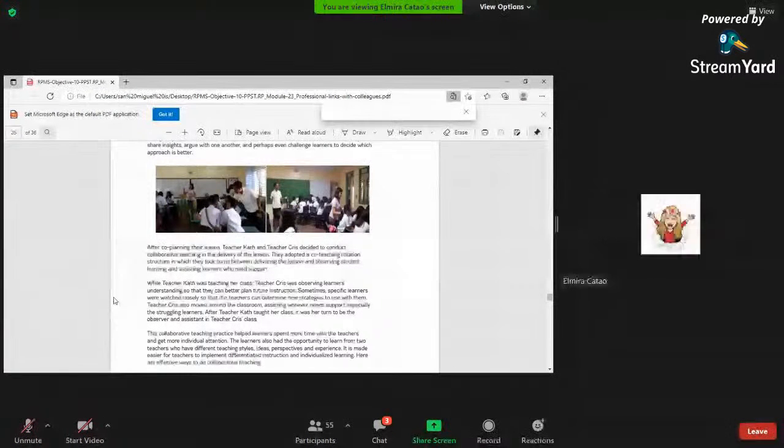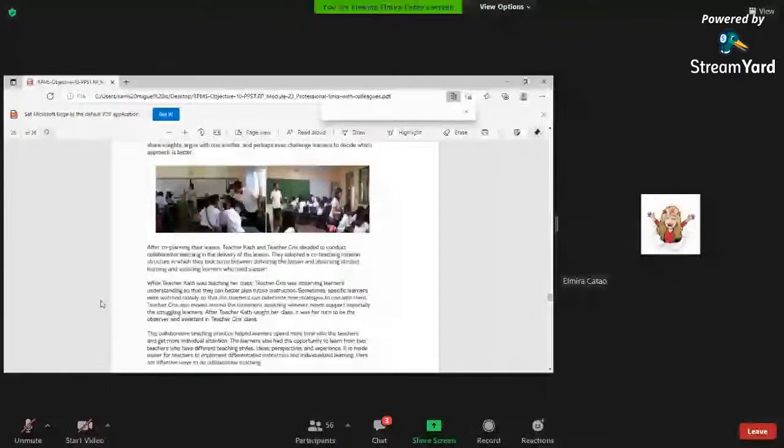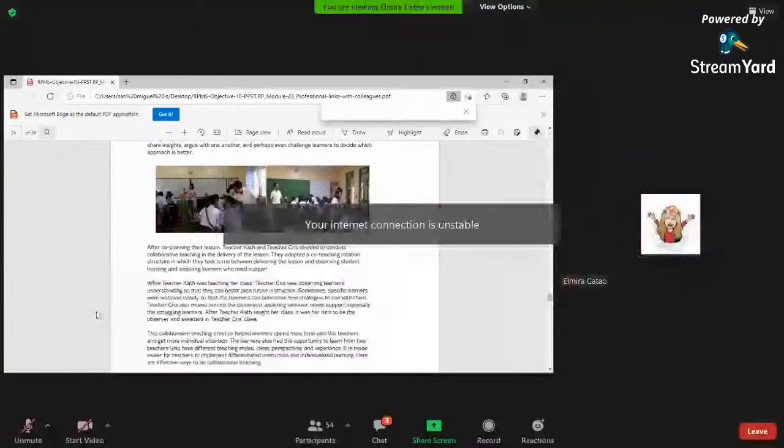Number 2, clearly define roles and responsibilities. Co-teaching partners should agree on who does what, and prevent from feeling the other has overstepped a boundary or avoided responsibilities. So, kailangan meron talagang klarong responsibility sharing para walang sapawan.